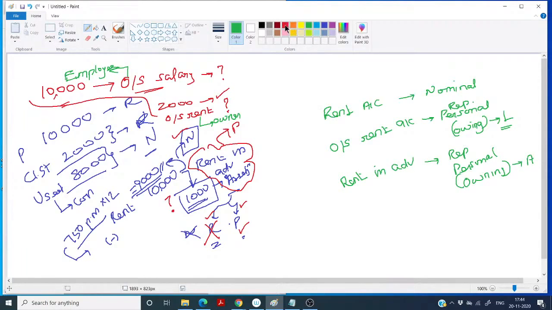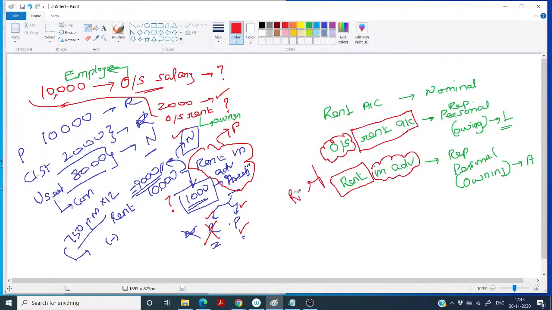So I would like to tell you one important point to note here. Rent account is absolutely a nominal account. But if I have any prefix or suffix, automatically the nominal account becomes a representative personal account. Is it clear?